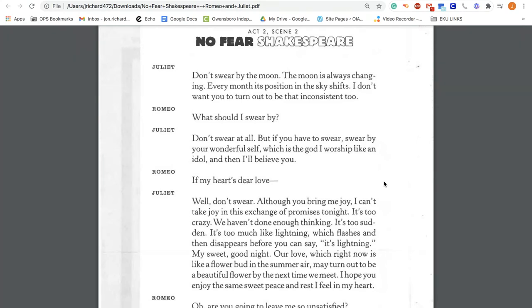All right, so this is a big moment here. Whenever he swears by the moon, this is kind of alluding to the changing positions of love, okay? So let's write this in our notes as well. So Romeo swears to the moon, but Juliet says, don't swear by the moon, because it changes, it shifts, it's not consistent, okay? So make note of that really quick.